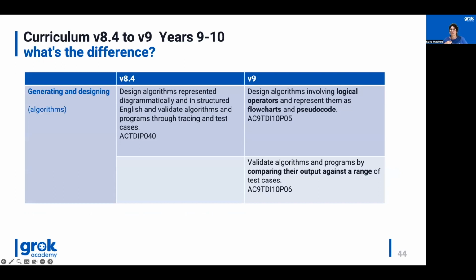So in years 9 to 10, the differences are very similar. Again, you can see a complex statement in version 8.4 has been broken up into 2 distinct parts to help in clarity. Again, flowcharts and pseudocode replace the words diagrammatically and in English. Now logical operators are clearly stated. And algorithms are not just to be traced, but compared against the output against a range of cases. As this differs slightly from 7 and 8, we won't revisit pseudocode, flowcharts, and tracing, but we'll have a look at where it does differ.